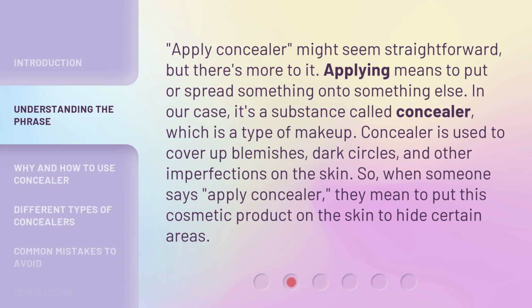Apply concealer might seem straightforward, but there's more to it. Applying means to put or spread something onto something else. In our case, it's a substance called concealer, which is a type of makeup. Concealer is used to cover up blemishes, dark circles, and other imperfections on the skin. So, when someone says, apply concealer, they mean to put this cosmetic product on the skin to hide certain areas.